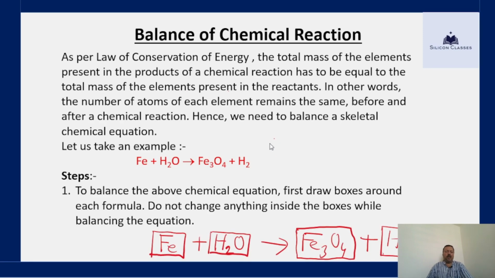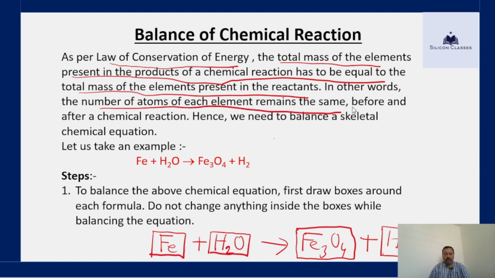Next, now it is a very important topic: how to balance a chemical reaction. All of you know, as per the law of conservation of mass, the total mass of the elements present in the products of a chemical reaction has to be equal to the total mass of the elements present in the reactants. In other words, the number of atoms of each element remains the same before and after a chemical reaction.